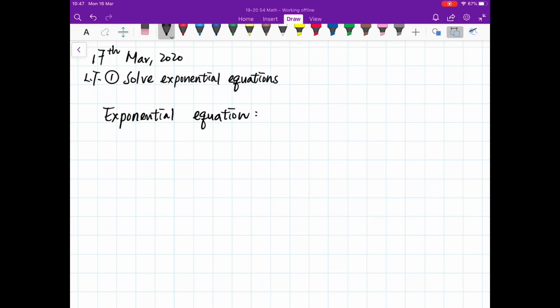Okay, at the same time, please help me to write down 3 examples. The first one is 3 to the power x equals to 3 to the power 2. And the second one is 3 to the power x minus 1 equals to 3 to the power 5. And the last one is 3 to the power x plus 2 equals to 27.